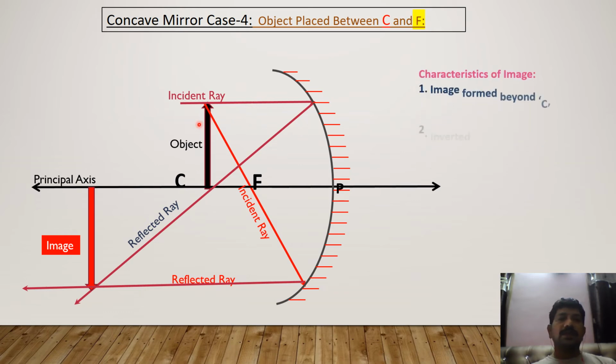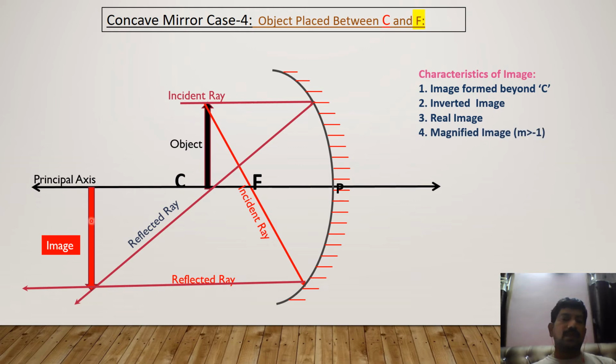Next, this is my second ray which passes through the focus. After reflection, it travels parallel to the principal axis. These two reflected rays meet at this point. See this one. Here the image is formed. An inverted image is formed and it is bigger than the object, means larger than the object. So, what is the nature of the image formed when the object is placed between center of curvature and focus point? See this one. Image is formed beyond C. Next, inverted image and real image, magnified image.